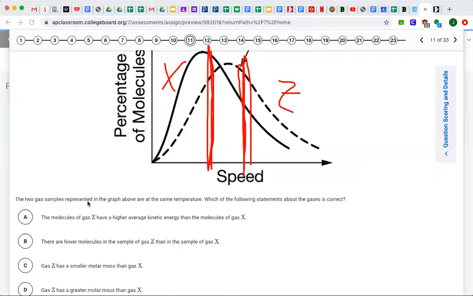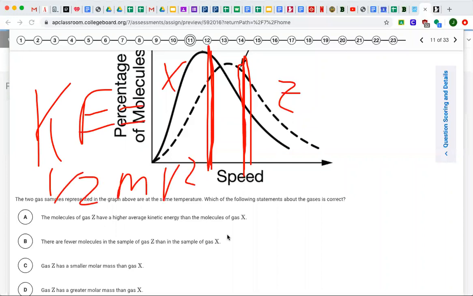Okay, the gas samples are at the same temperature. So they have the same kinetic energy because they're at the same temperature, but that means one of them is moving faster. You haven't taken physics yet, that's why this problem is tougher. Kinetic energy equals 1/2 mv squared, right? They have to have the same kinetic energy, but gas Z has a higher speed. Why? Because it has a lower mass.